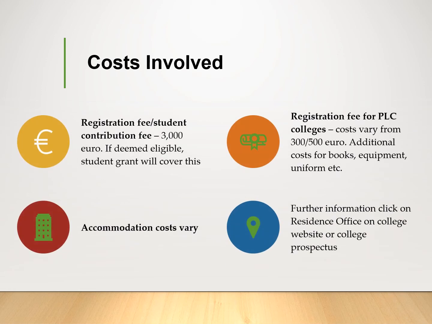Costs involved in going to college, just to give you a little indication here. The registration fee, sometimes called the student contribution fee, is approximately €3,000. If you're deemed eligible, the student grant will cover this. You also have a registration fee for PLC colleges and courses, but the costs will vary from €300 to €500. There may be additional costs for books, equipment, uniform, etc.